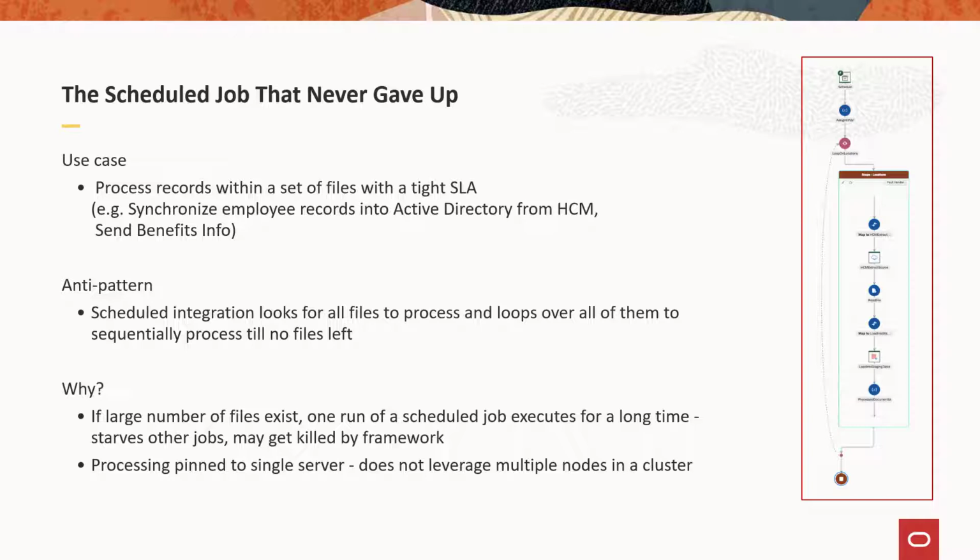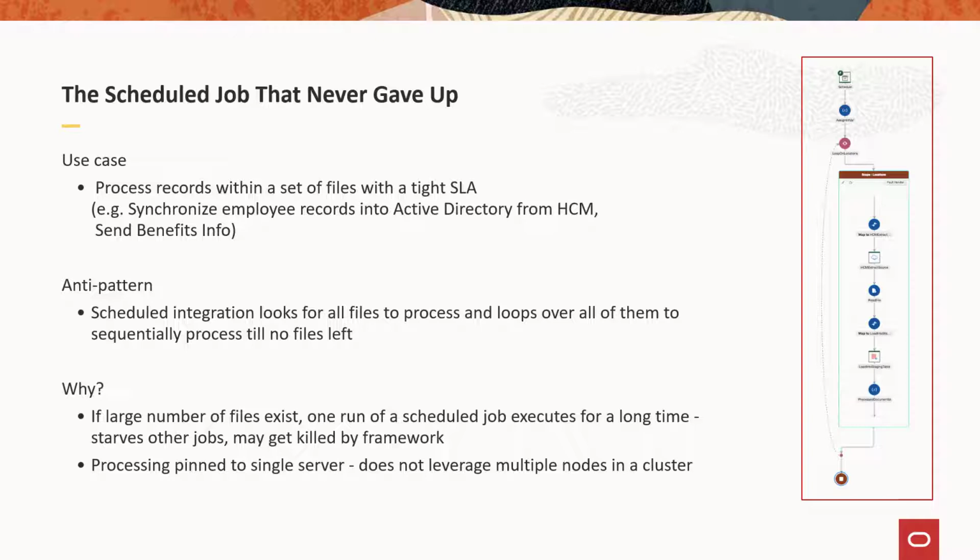So one approach is to look for all the files to process and then loop over each of those files to sequentially process it until there's no files left to process. The problem with this is, if you remember, we have a limit on the number of scheduled jobs that we can run. So if there's a lot of files, this integration is going to run for a long time. So we're not going to be able to run other scheduled jobs, or we're going to have a reduced capacity for those scheduled jobs.